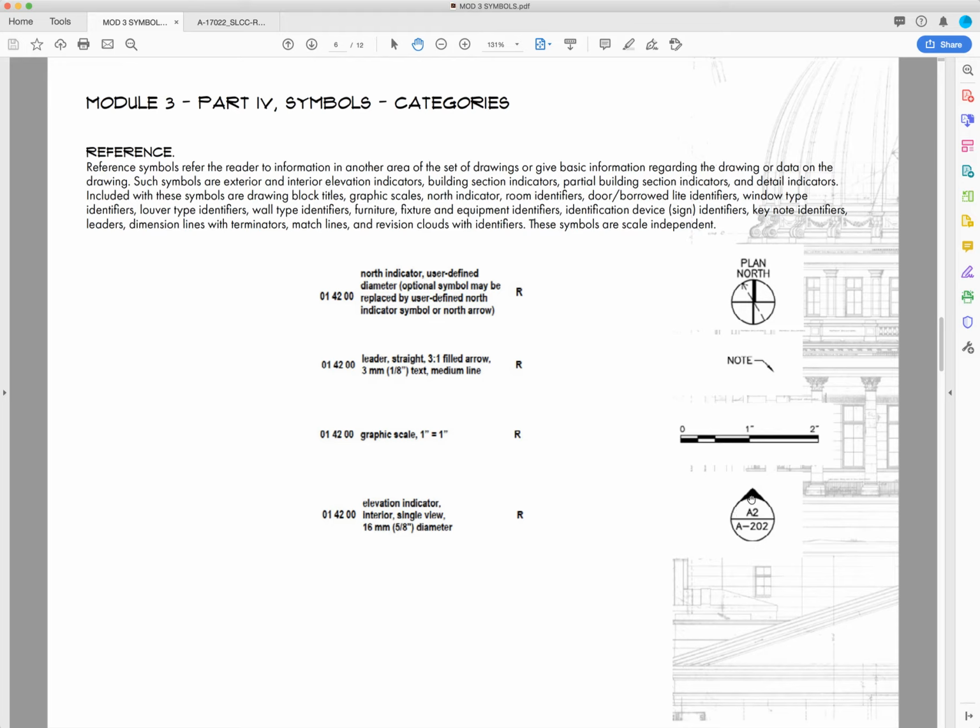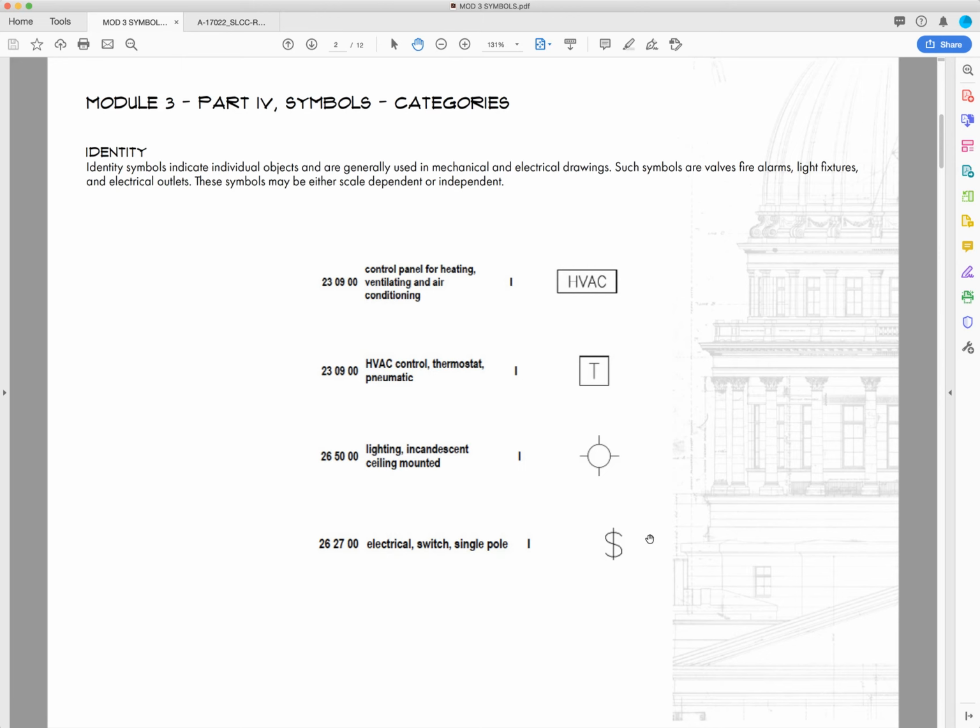So this interior elevation is showing a single view. Right here we've got one arrow, but if we wanted to show the whole room, we could have another arrow, and another one. So an interior elevation could have up to four indicators, and you can assign them depending on the plan that you're working on.